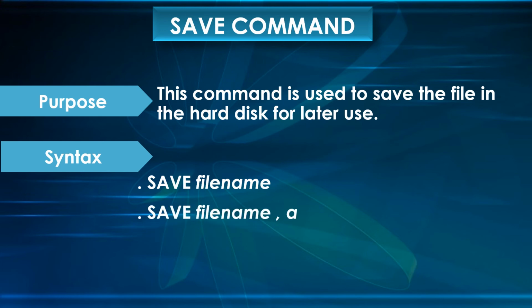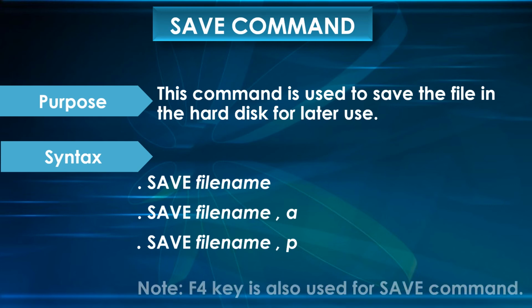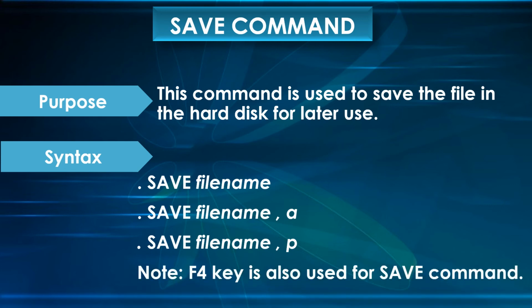If you save file name with comma A, it will save the file in ASCII format, American Standard Code for Information Interchange, that you have learned in class 9th. Save file name comma P will save the file with encoded binary format and you cannot edit or modify the line numbers of this file. F4 key is also used for save command.